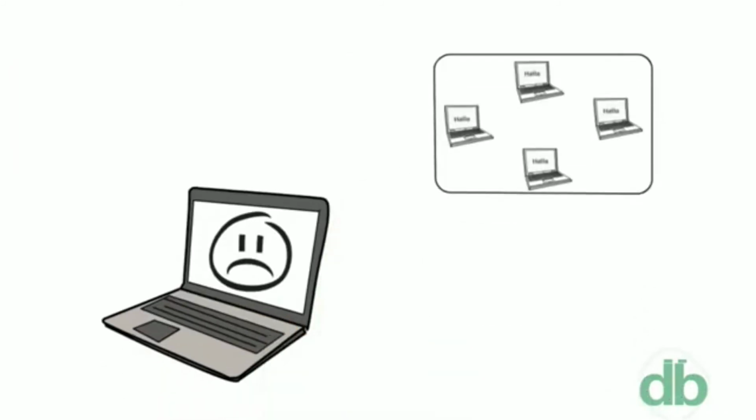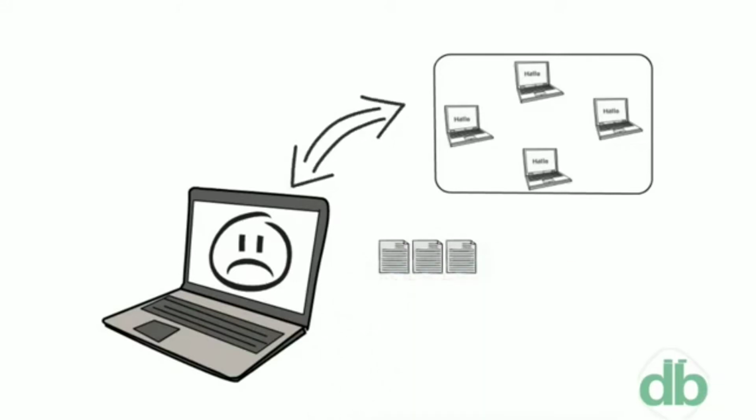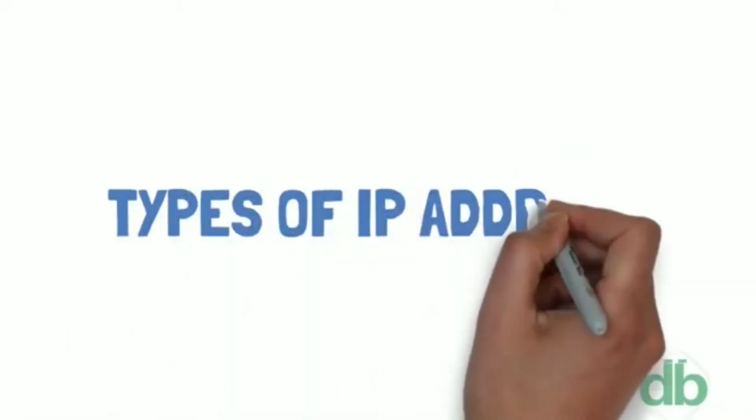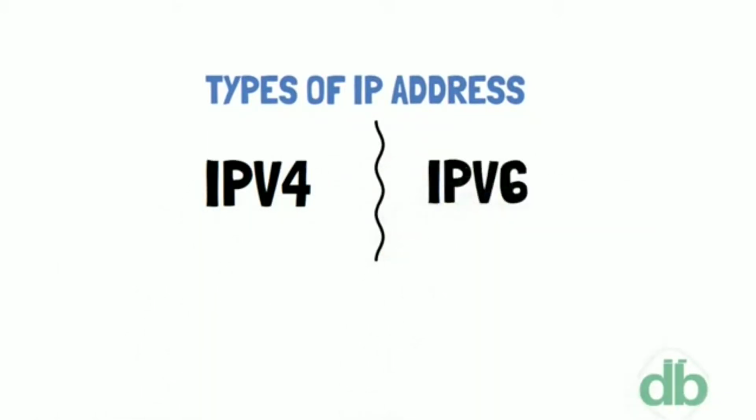Without an IP address, your computer will not be able to send IP datagrams or IP packets to other computers. And sending IP packets requires a connection to the internet, including an IP address. IP address is of two types: Internet Protocol version 4 and Internet Protocol version 6.